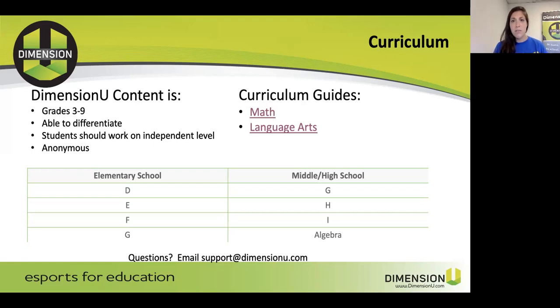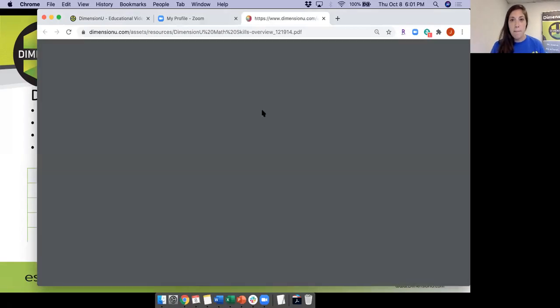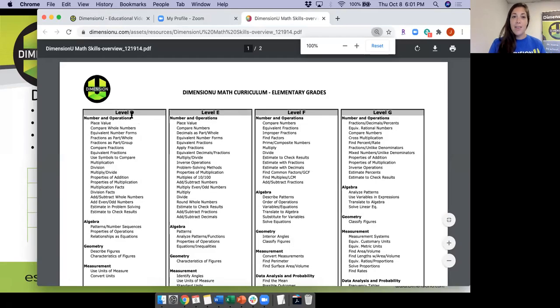Now within each of these levels, we have various topics and skills that students can be working on. We offer content both in the areas of math and language arts. So I'd like to take you to our curriculum guides and show you what we have to offer. Our first one I'll show you is math. You'll see first off that the levels here match what I just showed you on that slide, okay?